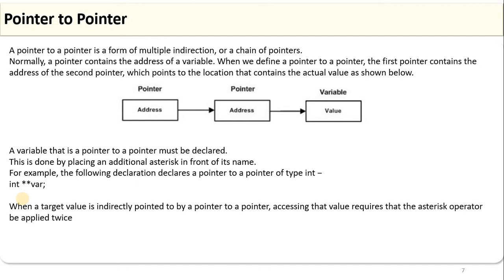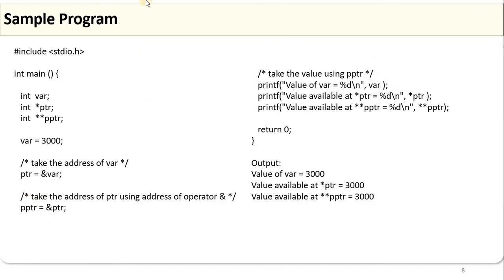Correct? Assume normally a pointer is holding the address of another variable. In that case, what you do is *ptr to get the value. But if there is a pointer to a pointer, we have to use **ptr. Alright, and it will be more clear through this program.